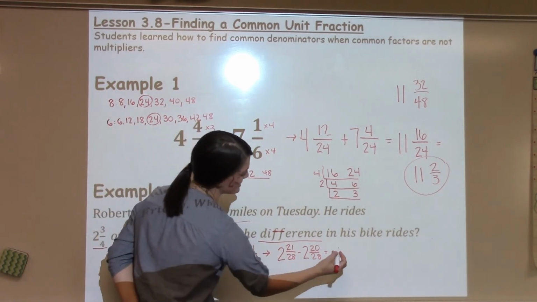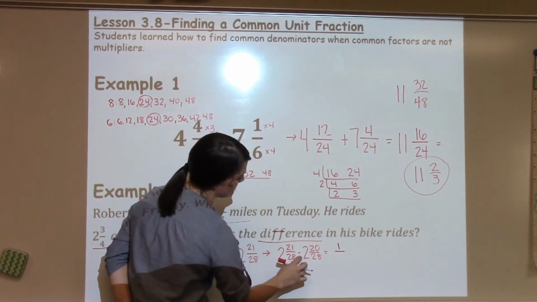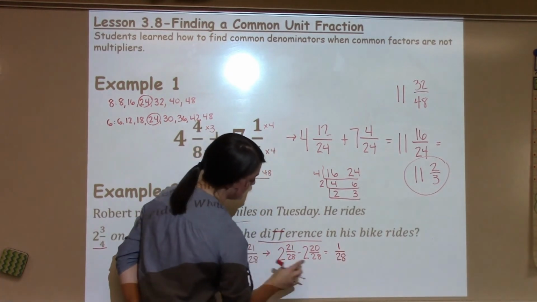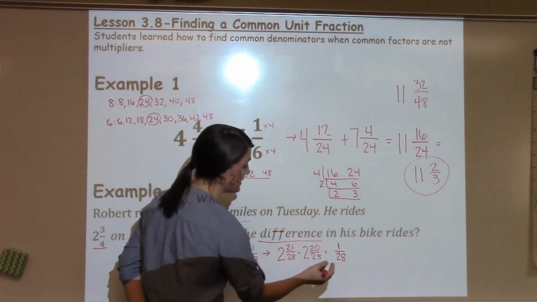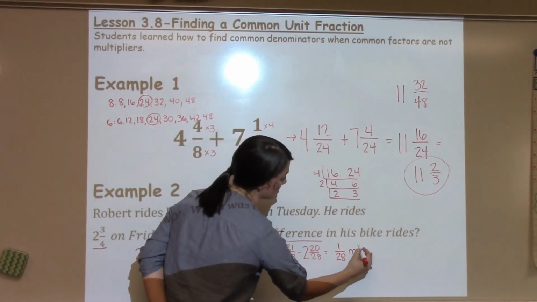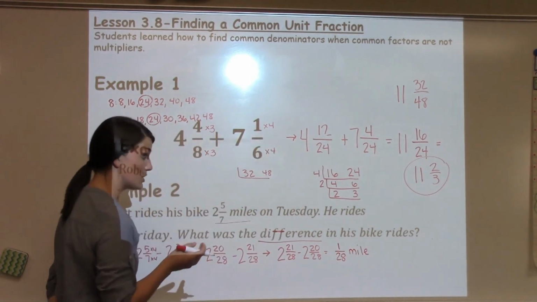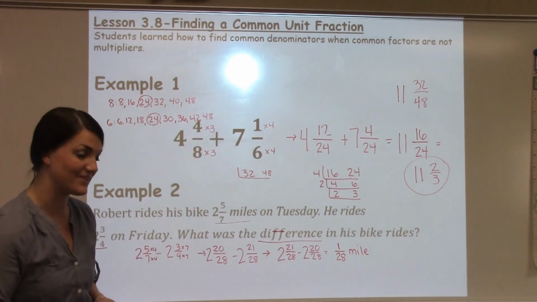So, 21 minus 20 is 1. My denominator stays the same at 28. 2 minus 2 is 0, so I don't even have to place it as a whole number. And my final answer becomes 1/28 of a mile difference.